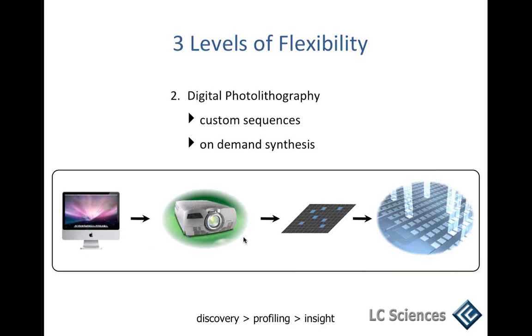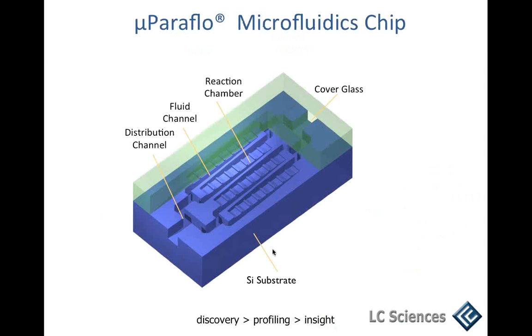And here is just a quick animation of how this works. Here you have the chip with a silica substrate with the etched channels and reaction chambers in it. This is covered with glass, and you have one inlet here and the outlet here. For each synthesis step, of course, we flood the entire system with the building block that we want to attach in this step. Then the mask gets projected on the chip, and UV light hits only those reaction chambers that we intend to synthesize.